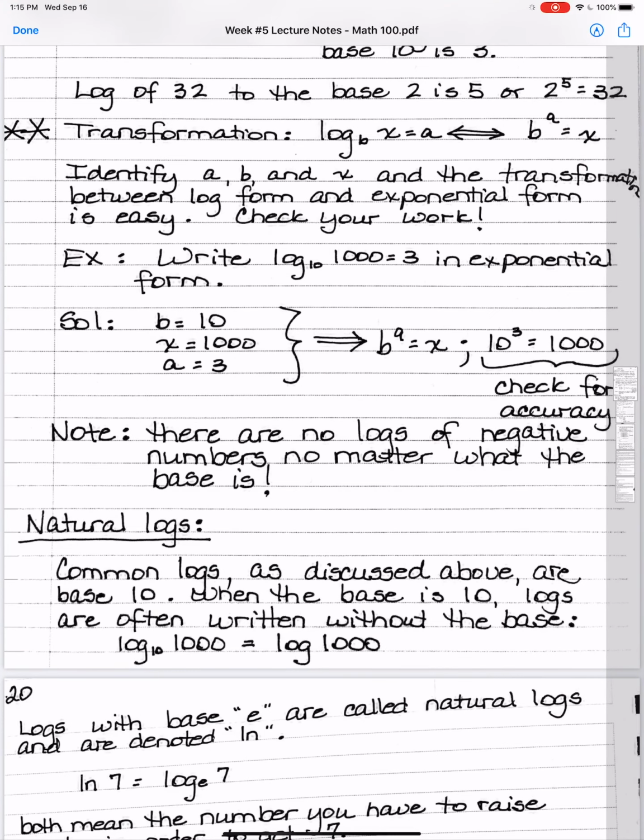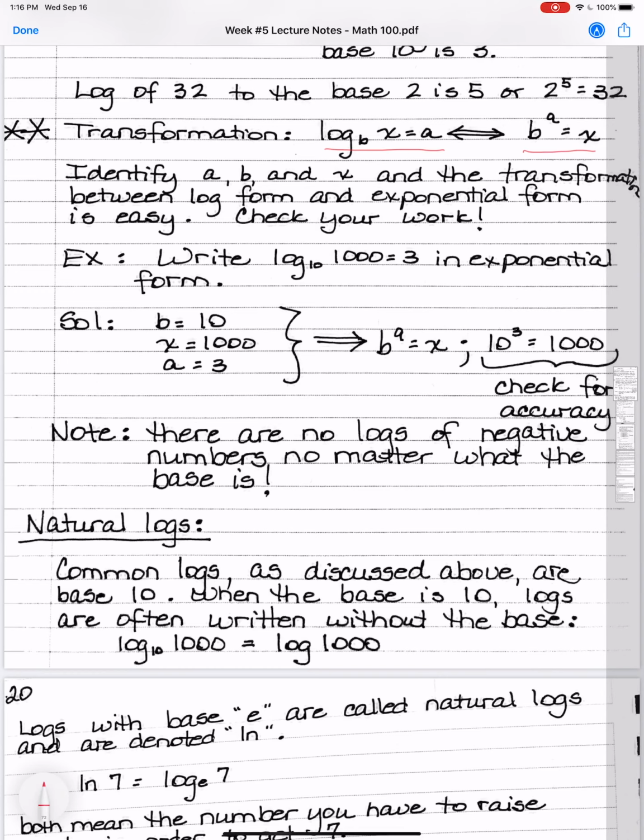This is week 5 of our notes, and I want to spend a little time going over logarithms and their transformation between logarithmic form and exponential form. Logarithms and exponents are literally the same thing if we can just keep them straight in our mind. And hopefully I can show you a way that you can transform a log function to the exponential function that will be useful for you and will help you.